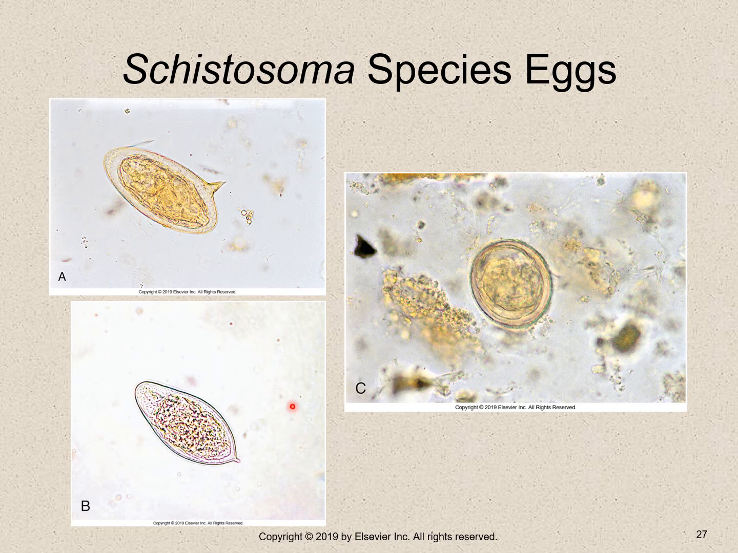Figure B is an example of Schistosoma hematobium, and this species is found specifically in urine. So here's the terminal spine that was described and is distinct for Schistosoma hematobium. And again, there's no operculum.